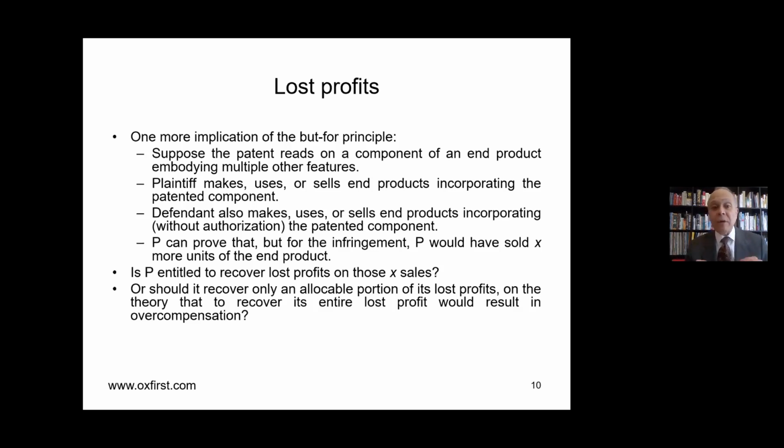So the question is, can the patent owner recover lost profits on those X sales, or should it recover only an allocable portion of its lost profits on the theory that to recover the entire lost profit would result in overcompensation? Does there have to be some sort of apportionment of the lost profits to take into account the fact that the patent only reads on one single component of this multi-component end product?